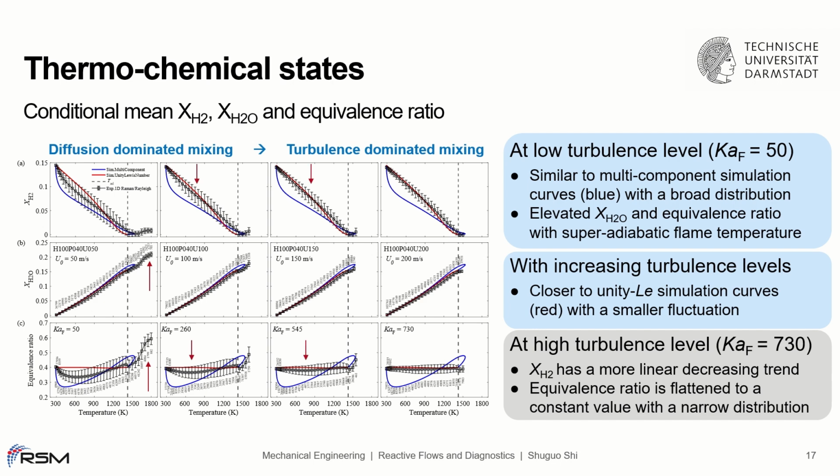With increasing turbulence level, the conditional mean profiles move closer to the unity Lewis number simulation curves with a smaller fluctuation. At high turbulence level, the hydrogen mole fraction has a more linear decreasing trend, and the equivalence ratio is flattened to a constant value with a narrow distribution. This indicates that the turbulent mixing dominates over the molecular diffusion in the mixing process.